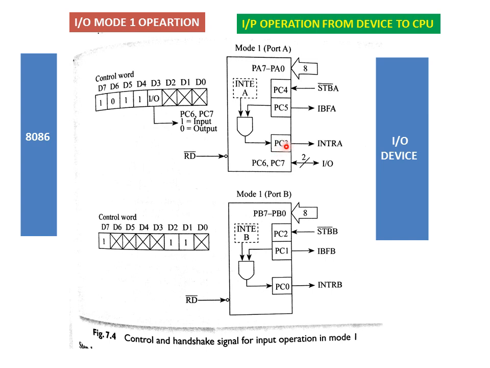using the PC3 bit, it will give one interrupt signal. INTRA is nothing but the interrupt signal of port A. This interrupt signal is given to the 8086 microprocessor. The meaning of that interrupt signal is that port A has some data. Then the 8086 understands the data is in the port A register, and that it should read the data.